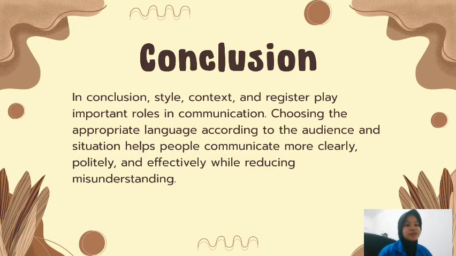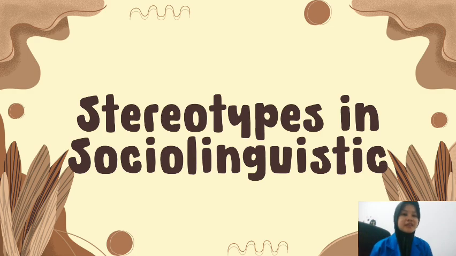To conclude, the first topic, style, context, and register, play important roles in communication. Choosing appropriate language based on the audience and the situation helps people communicate more clearly, politely, and effectively while reducing misunderstanding. In this section, I will explain what stereotypes are and show how language can reflect or even challenge stereotypes through different examples.